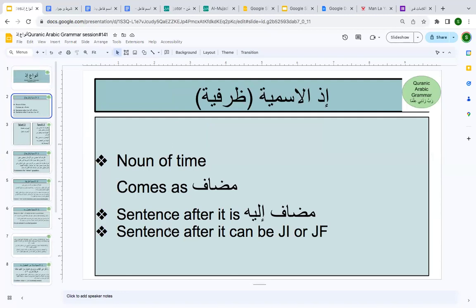It comes usually as mudaf, and you have learned special cases where a whole sentence is mudaf ilayhi after it. And the status of those special sentences, who remembers? What is the status of a sentence after idh? When idh is an ism, a zarf, how do you label it? You label it as fi mahalli jarrin, right? Fi mahalli jar. Everyone remembers that? No confusion, and it is mudaf ilayhi. Yes, absolutely. So that part is clear to each and every one of you.